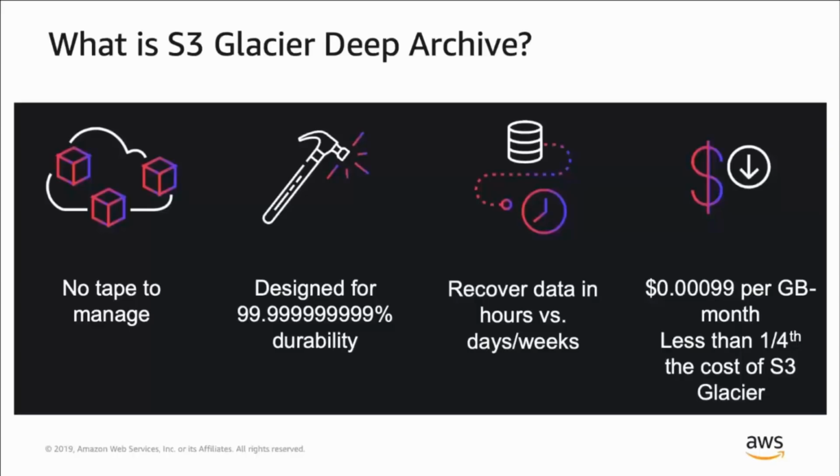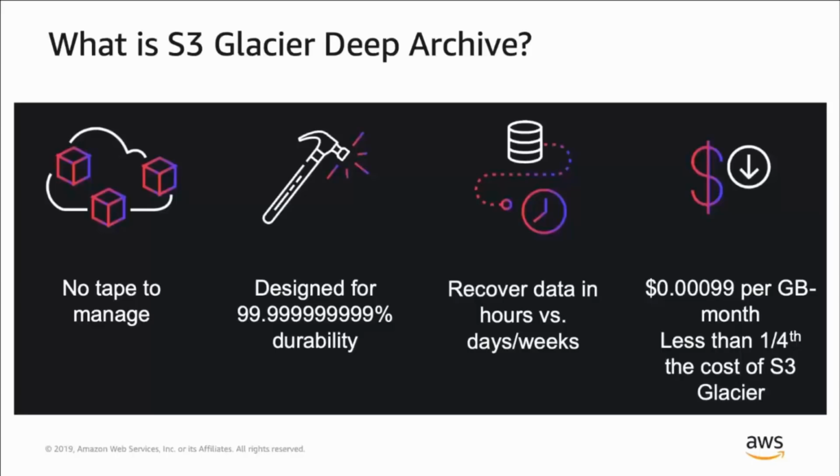S3 Glacier Deep Archive replicates your data across at least 3 availability zones within a single region, which gives you unmatched resiliency to single data center issues like power failures. It also has the same design for 11 nines of durability, which other S3 storage classes offer, and provides the same security you've come to expect from the other S3 storage classes. Like Glacier, Deep Archive is designed for 99.99 availability, and it's backed by our S3 availability SLA.